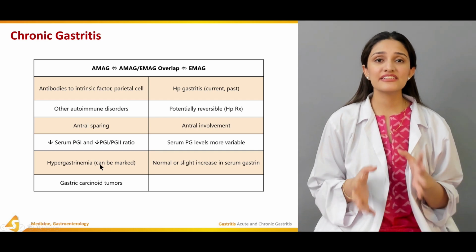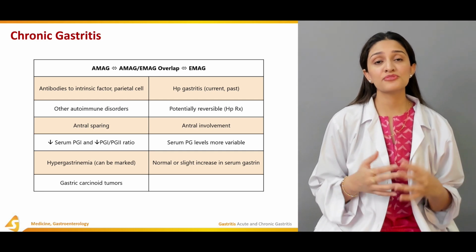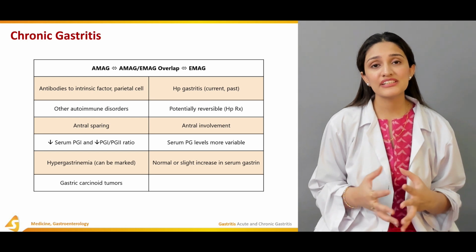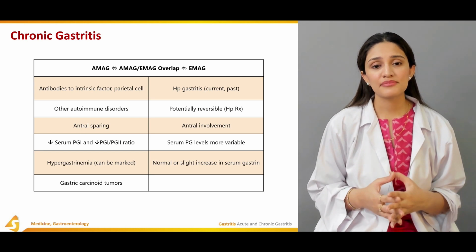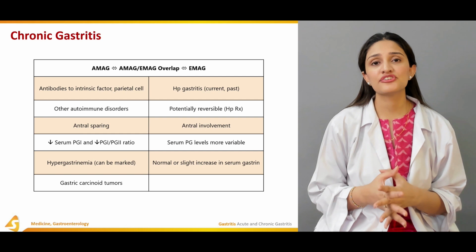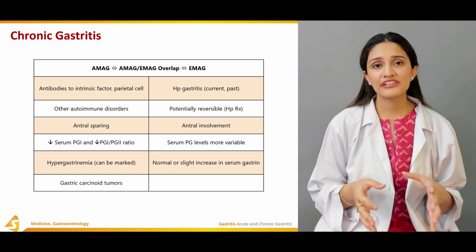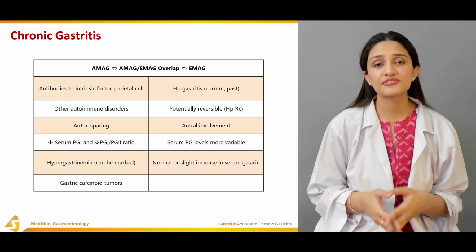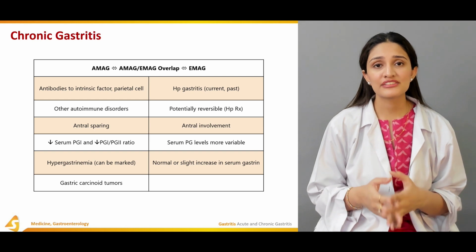Lastly, autoimmune atrophic gastritis is more prone to proceed to gastric carcinoid tumors, whereas environmental atrophic gastritis does not have any association with neoplasm or cancers.